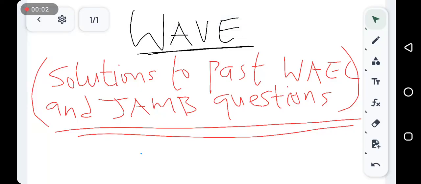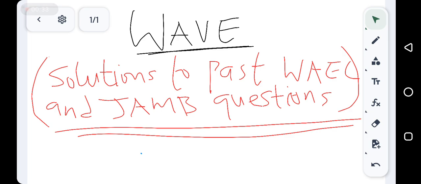Hello and welcome. In this first part of our lesson, we are going to be discussing wave, and we are going to focus on solving past questions involving wave. We are going to be solving only past questions that contain calculations. The ones without calculations, we are going to skip them.